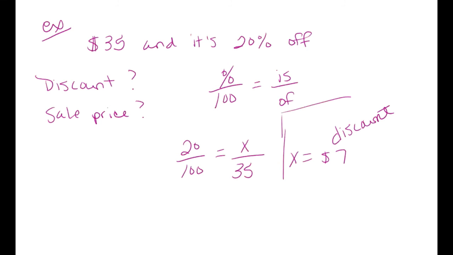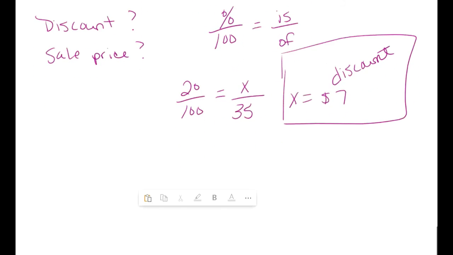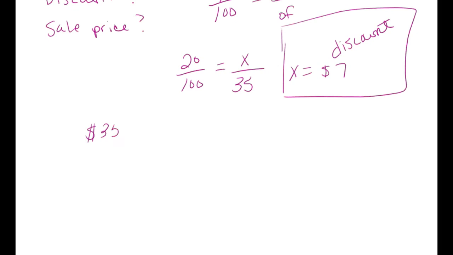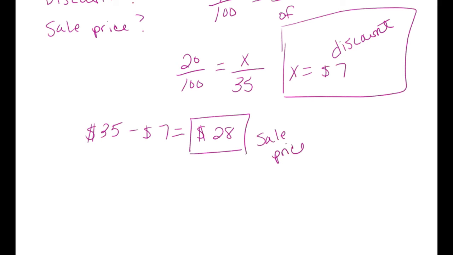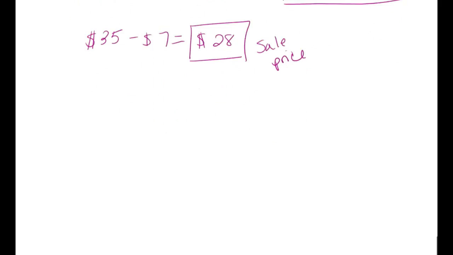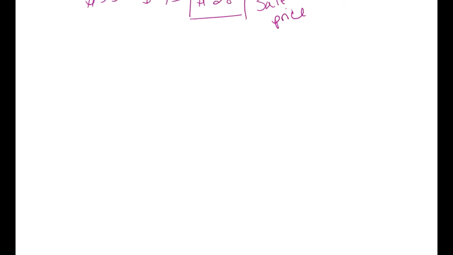So $7 is what is going to come off the original price. Okay, so this is really important to remember that that's the discount. Now, if I wanted to find the sale price, I would need to take the original amount, $35, and subtract $7, which would give me a sale price of $28. Okay, so this is the sale price, and this is the discount. Okay, hopefully that makes sense. I'm going to do one more example like that for you, and then I think you're going to be good to go.